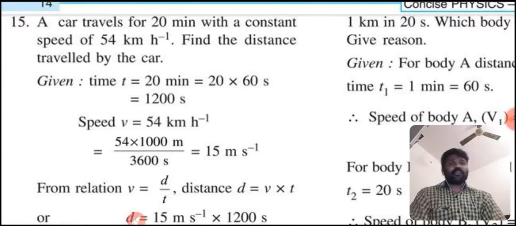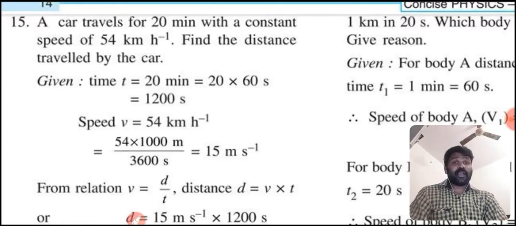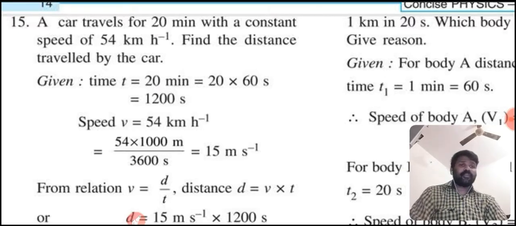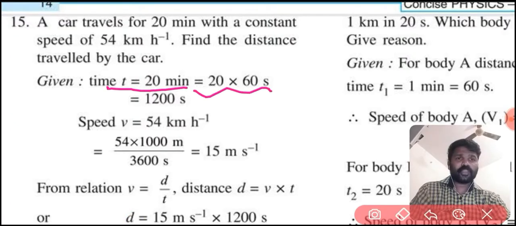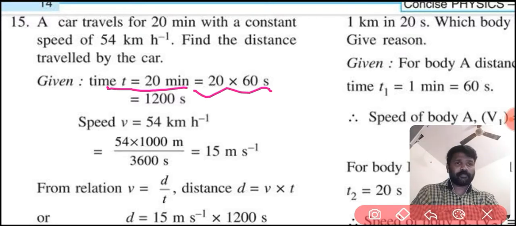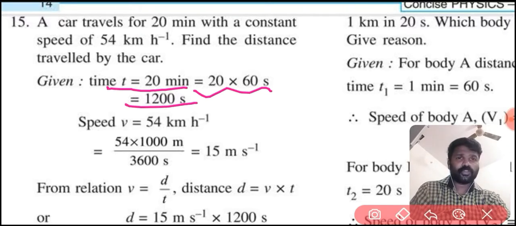Now we are going to discuss the 15th question. A car travels 20 minutes with a constant speed of 54 km per hour. Find the distance travelled by the car. We have to find out the distance. Time is given here, that is 20 minutes. It can be converted into seconds. We know that 20 into 60 is equal to 1200 seconds.